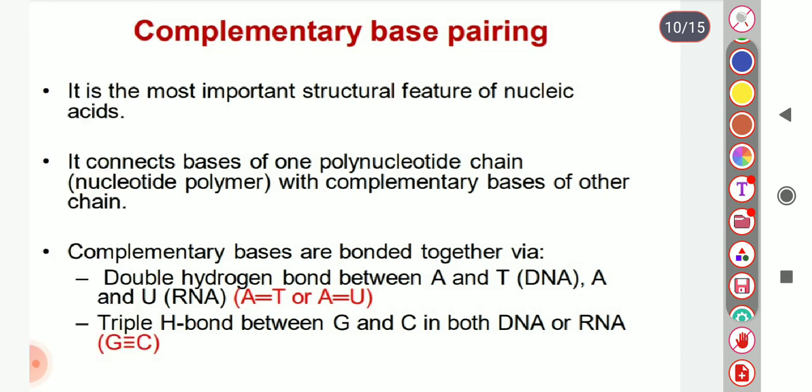This is complementary base pairing. It is the most important structural feature of the nucleic acid. It connects bases of a polynucleotide chain with the complementary bases of the other chain. Complementary bases are bound via double hydrogen bonds between adenine and thymine in DNA and adenine and uracil in RNA. Triple hydrogen bonds form between guanine and cytosine, in both DNA and RNA.